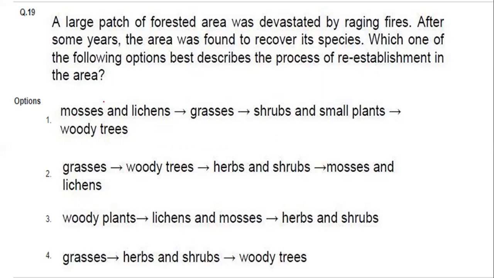Basically mosses and lichens, because mosses and lichens actually are decomposers. So here decomposers are not required because this is already a forested area, right? And there was a raging fire. So you can see that first will be the grasses, then herbs, shrubs, and woody plants. Option 4 is the correct option, because there is no requirement of decomposers here. Because soils are already decomposed by other trees, because there was already a forest, right?